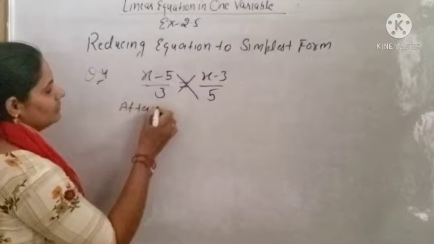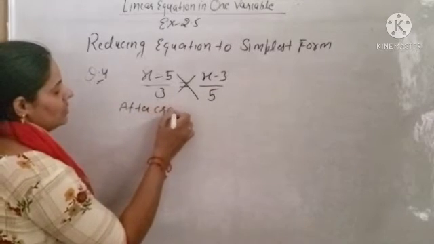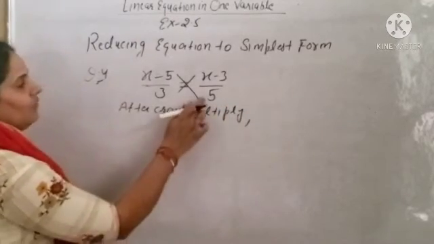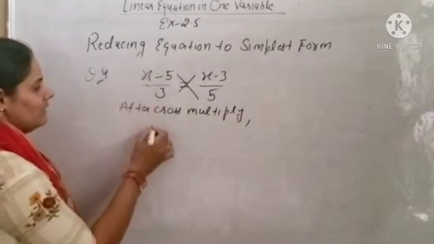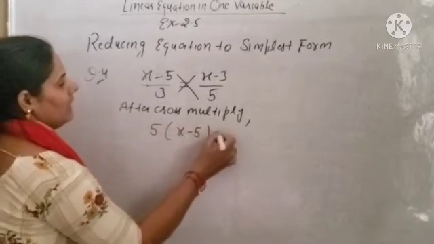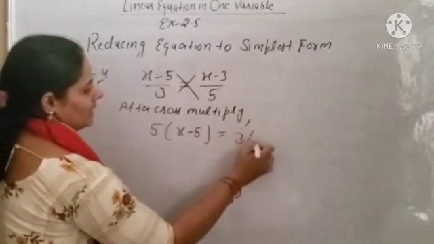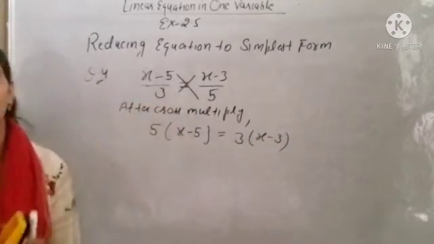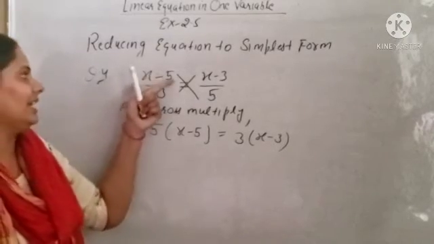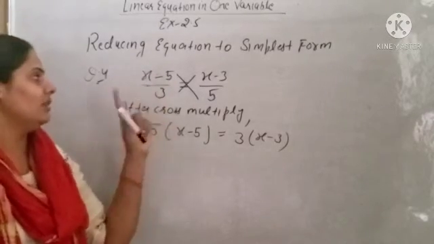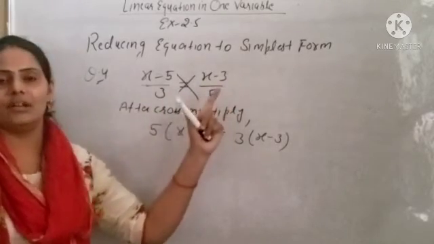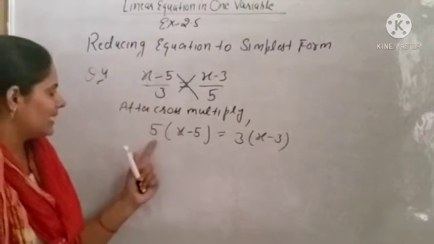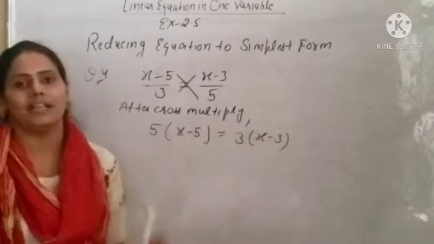After cross multiplying, what will you get? 5 you will multiply by x minus 5. So 5 into (x minus 5) is equal to 3 you will multiply by (x minus 3). So 3 into (x minus 3). Clear? So first step, when the equation is given like that, in the numerator there is addition and subtraction of 2 numbers divided by 1 number, and the right hand side is also the same. So what will you do? First step, you will do the cross multiplication. After cross multiplication you will get 5 into (x minus 5) equals 3 into (x minus 3).